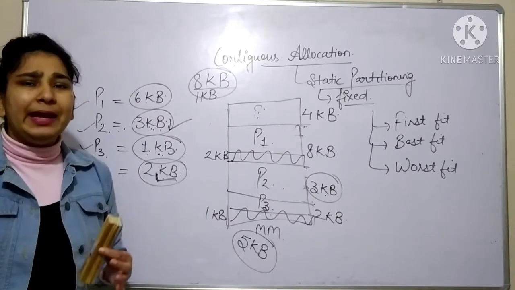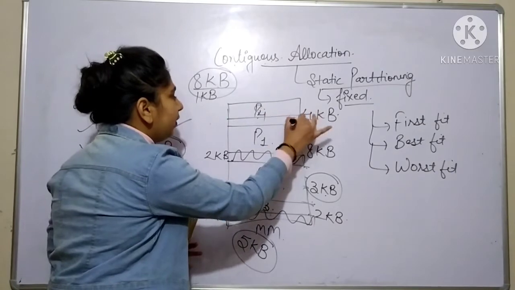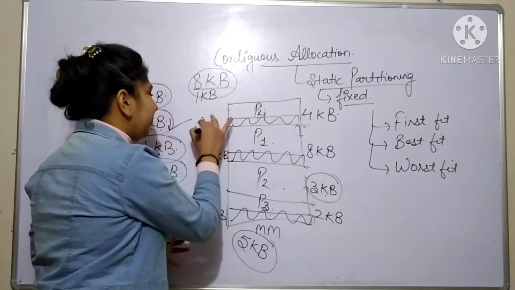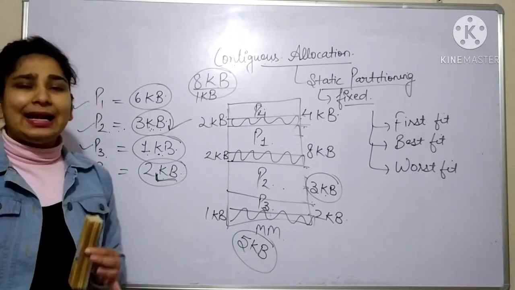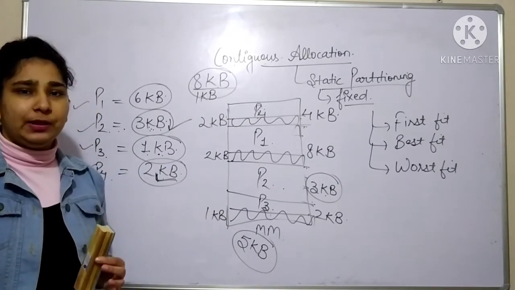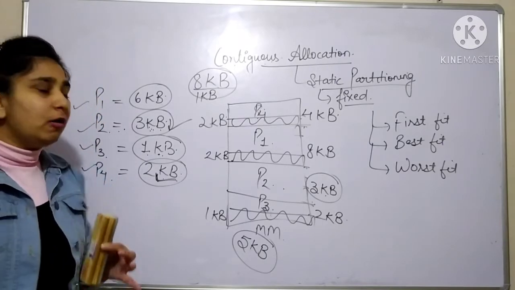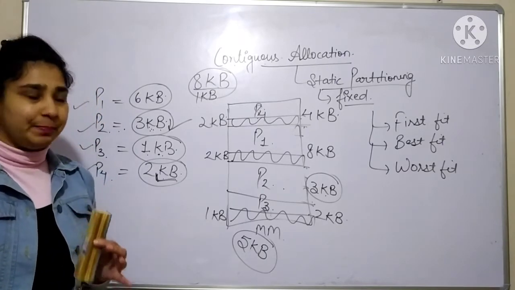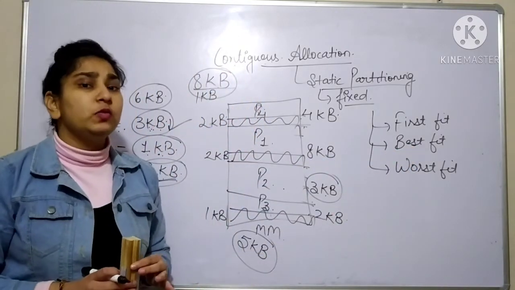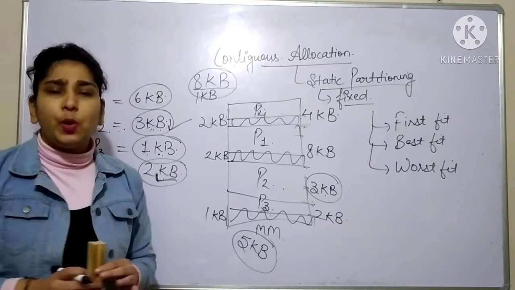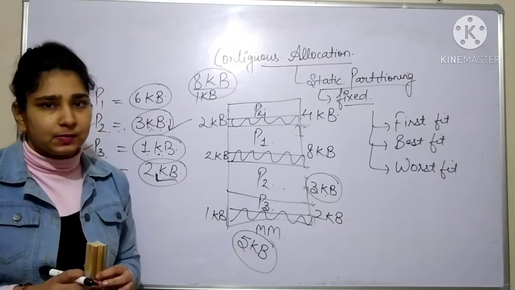I cannot make any choice, so I have to keep my process P4 here. My 2 kb is going to be wasted. So this is actually our best fit algorithm. We just try to reduce the wastage of main memory space. So this is the good algorithm. Best fit algorithm is really good. It is going to reduce the wastage of your main memory space.